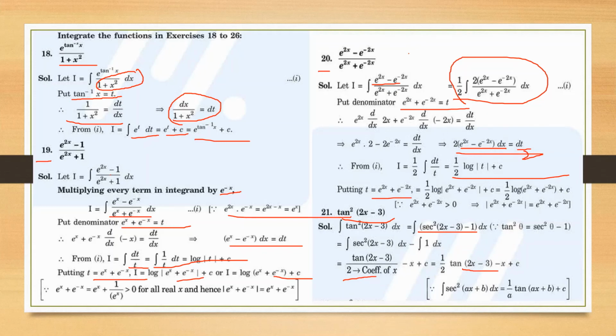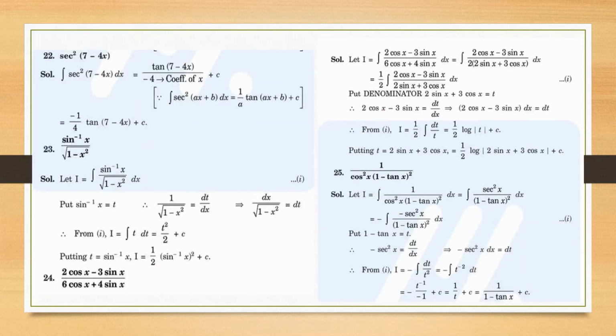Now sec square of 7 minus 4x. You know the integral of sec square x is tan x, so it will definitely be tan of 7 minus 4x, but you have to divide by d/dx of 7 minus 4x, that is minus 4. So this is the answer, plus c. Number 23 is sine inverse x upon root 1 minus x square.